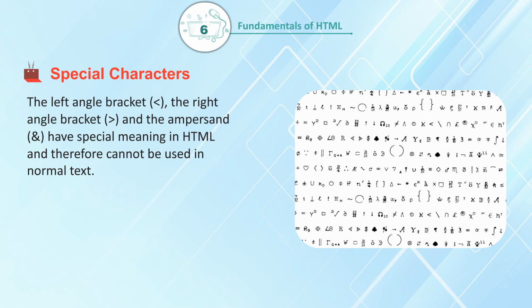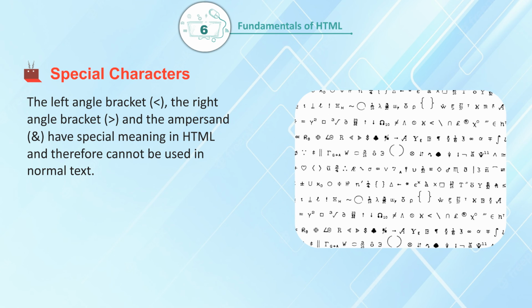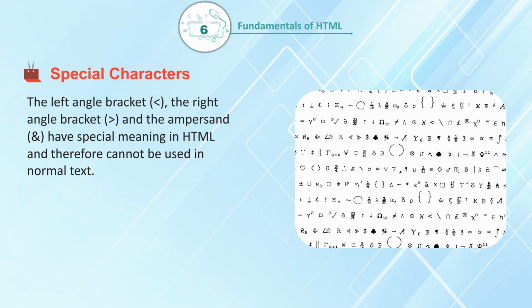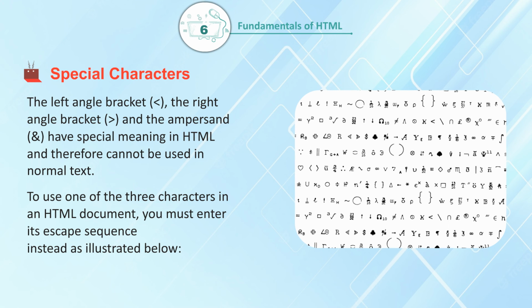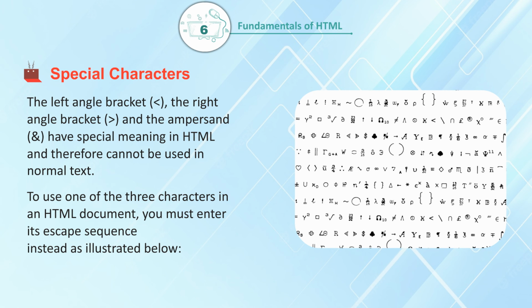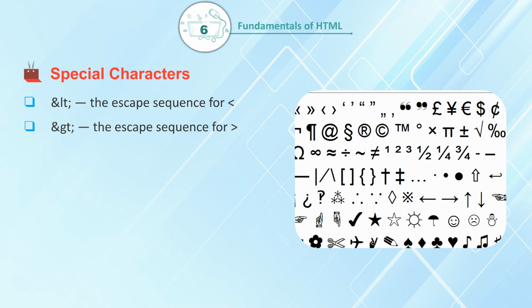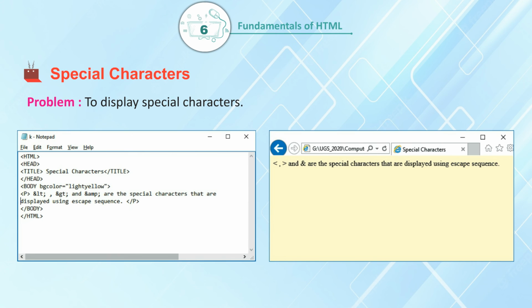Special characters. The left angle bracket, the right angle bracket, and the ampersand have special meaning in HTML and therefore cannot be used in normal text. To use one of the three characters in an HTML document, you must enter its escape sequence instead as illustrated below. LT, the escape sequence for less than, and GT, the escape sequence for greater than, and AMP, the escape sequence for and. Problem. To display special characters.